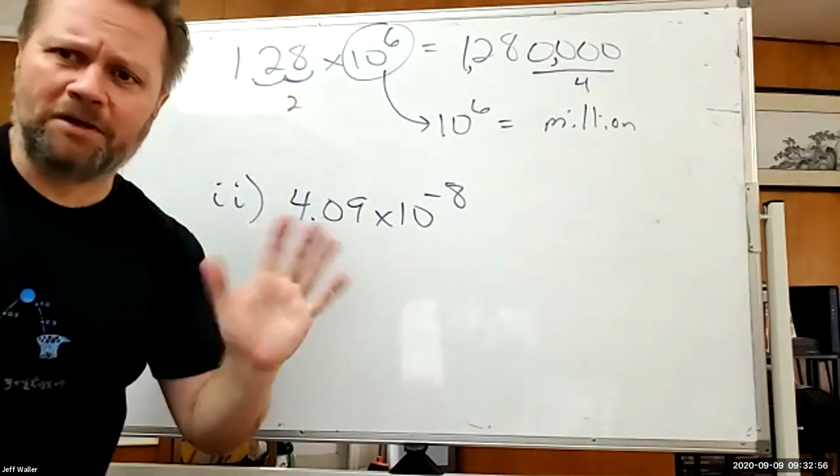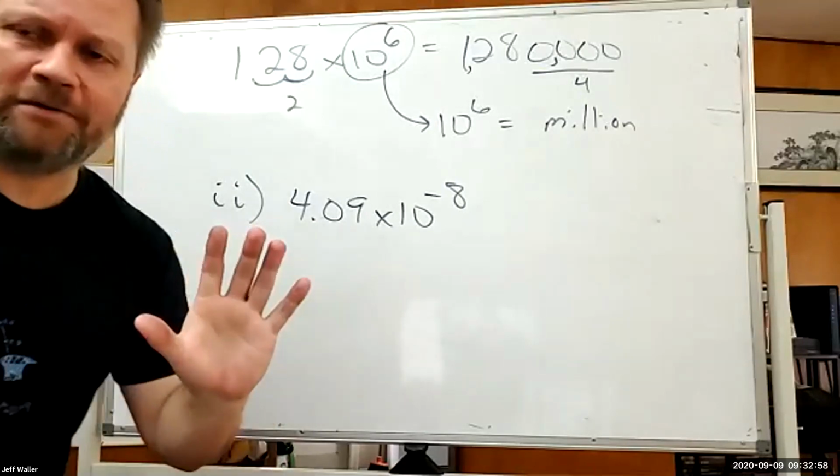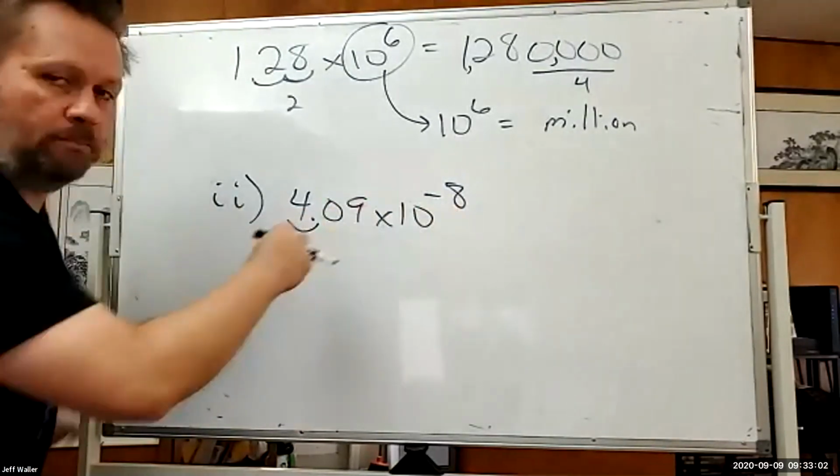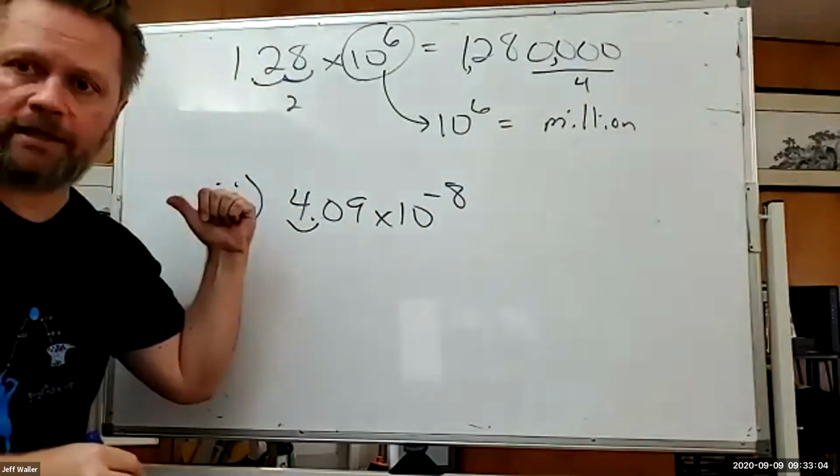No. Oh, you almost had it. I was like, excuse me, please. I got to move it once, and I still have to move it 7 places. Which way? That way. That's what negative means.